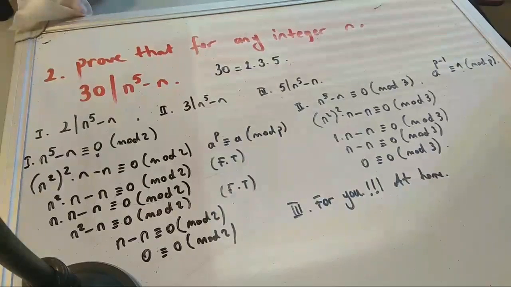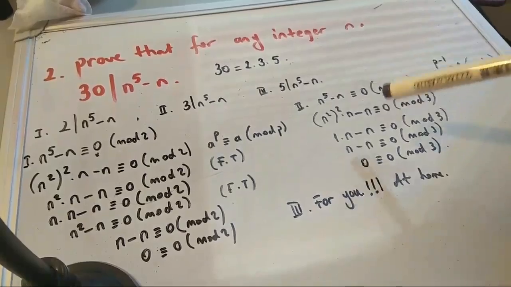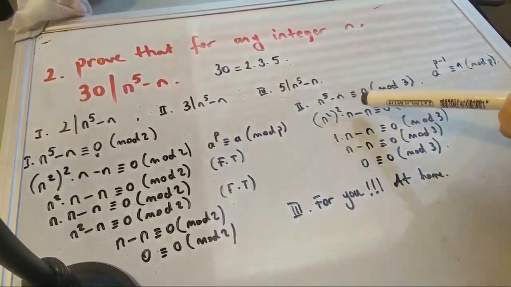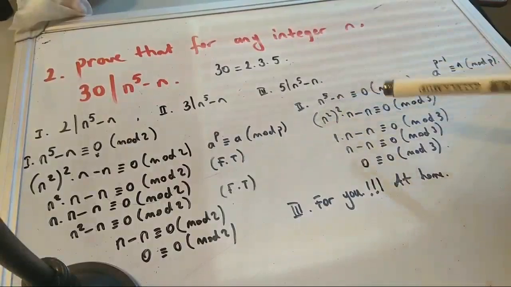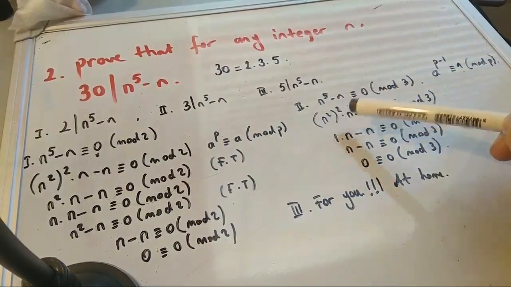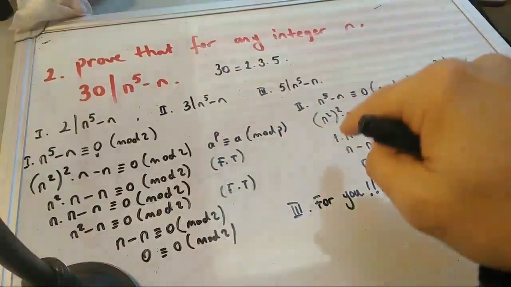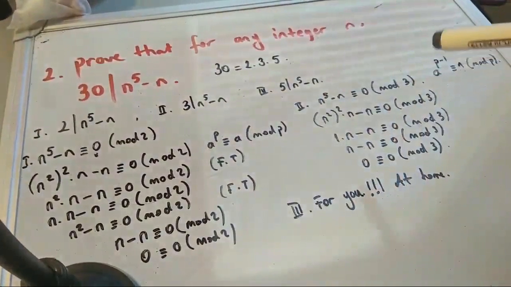Okay, for the second case, coming for Blagoice, Fermat's little theorem. Okay, n to the power of 5 minus n is congruent to 0 in mod 3, so instead of n to the power of 5, we can write n squared to the power of 2 times n, which will give us n to the power of 5.